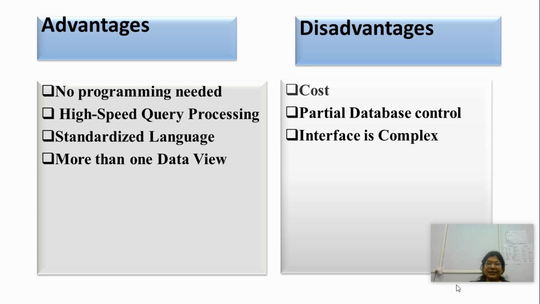And partial database control means there are rules which are hidden. So data professionals and users who are using the query language cannot have full database control. And now coming to complex interface. What is the meaning of this line? Actually, this is a big disadvantage because it makes it difficult for SQL users to manage it.